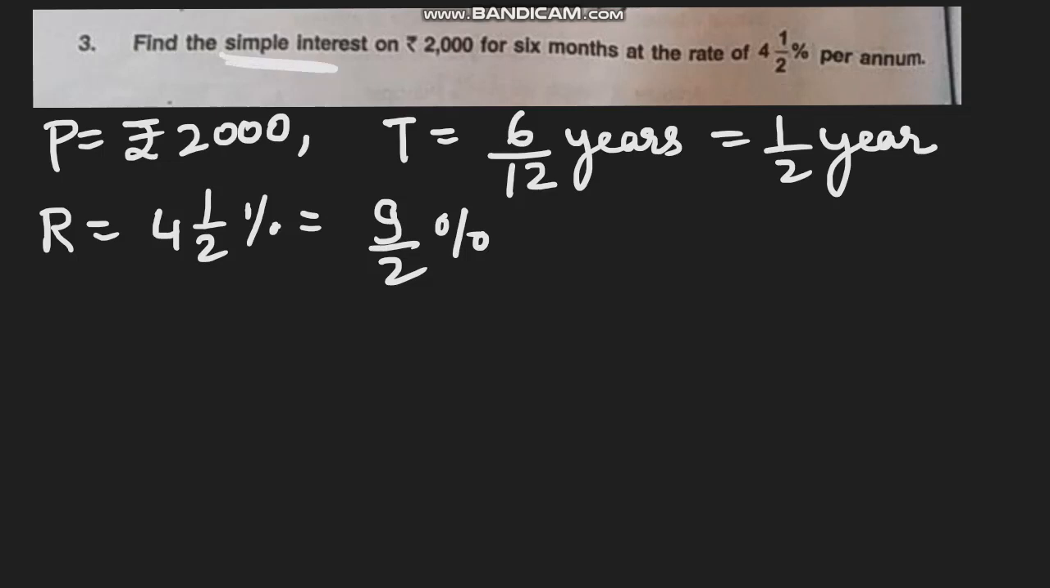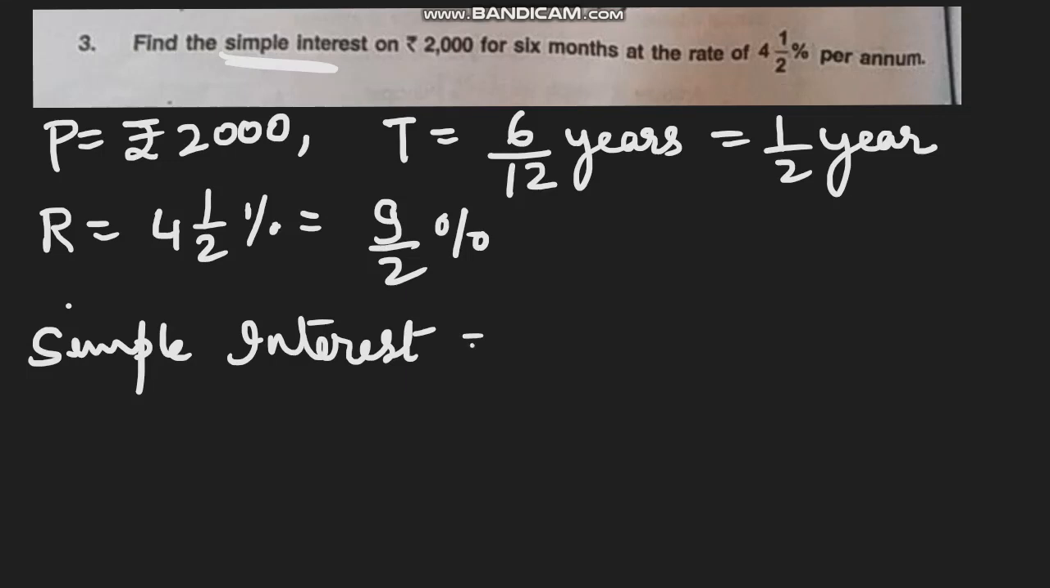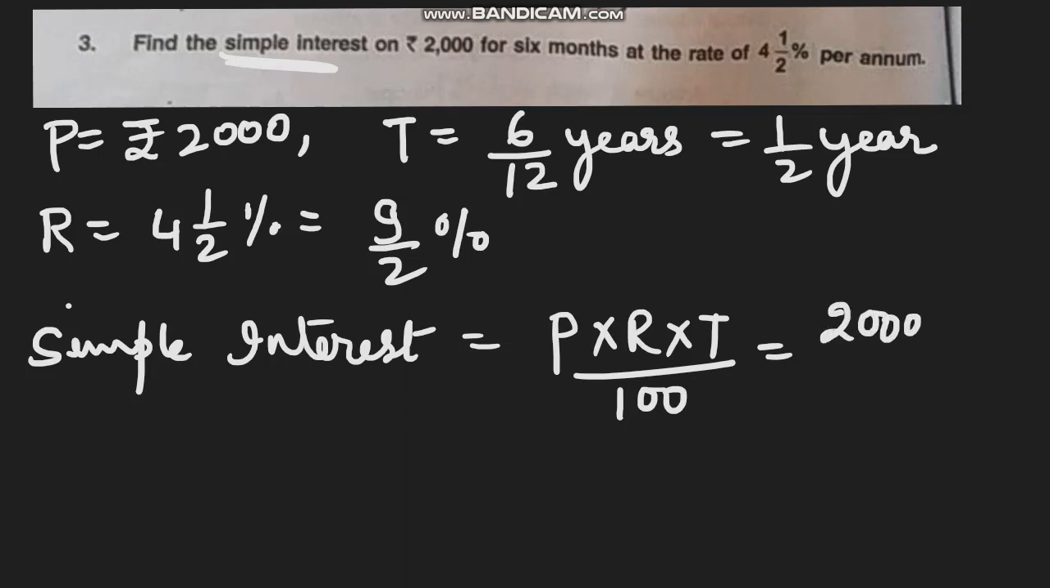अब हम लोग को क्या निकालना है? Simple interest निकालना है. तो simple interest का फॉर्मूला क्या है? What is the formula for simple interest? अभी हम लोगों ने बहुत सारे क्वेश्चंस में देखे इसको. Simple interest का फॉर्मूला हो जाएगा P इंटू आर इंटू टी बाई 100. P का वैल्यू कितना है, R का वैल्यू कितना है, T का वैल्यू कितना है, इसको सब्स्टिट्यूट कर देंगे. 2000 मल्टीप्लाइड बाय R हमारा कितना है 9 बाई 2 इंटू T कितना है 1 बाई 2 होल बाय 100.